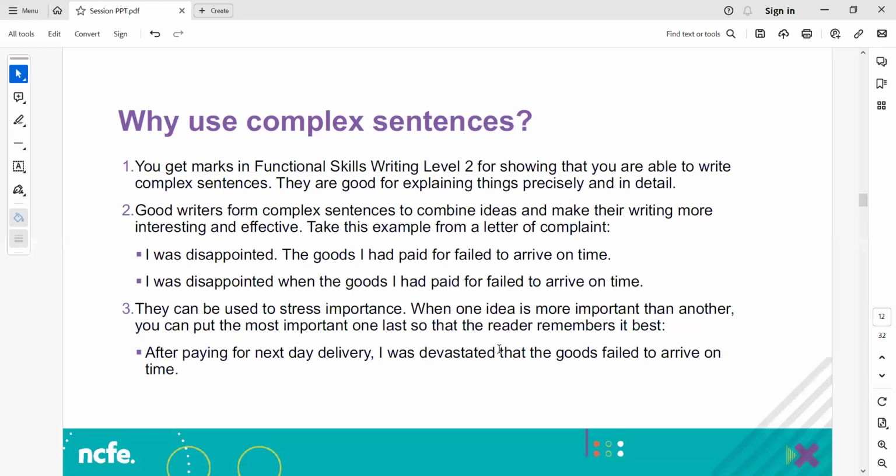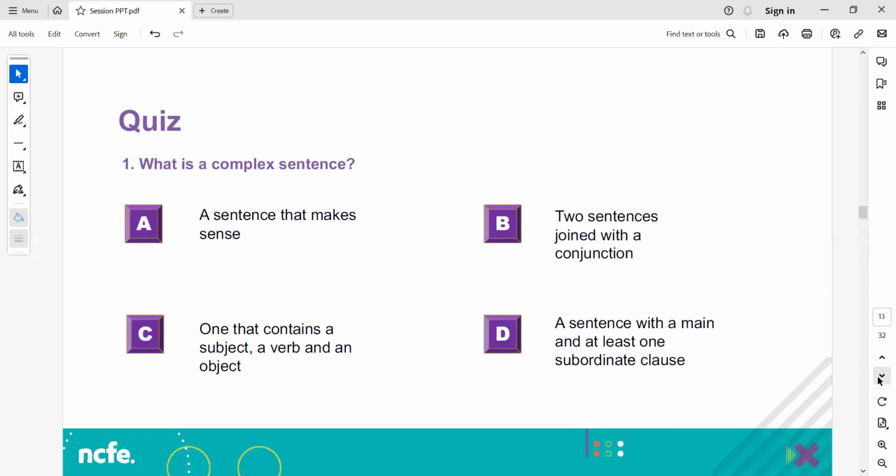So before we start the quiz at the end of today's session, does anyone have any questions about complex sentences? Okay. So what is a complex sentence? A sentence that makes sense, two sentences joined with a conjunction, a sentence that contains a subject, a verb and an object, or a sentence with a main and at least one subordinate clause. So can anyone have a go? What's a complex sentence?